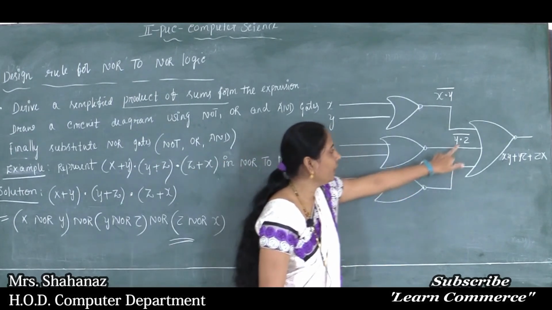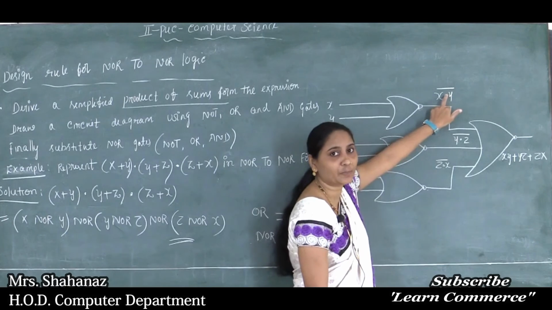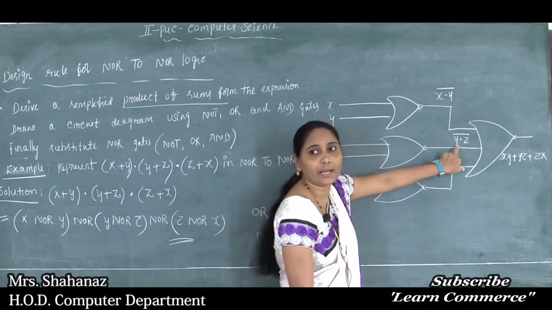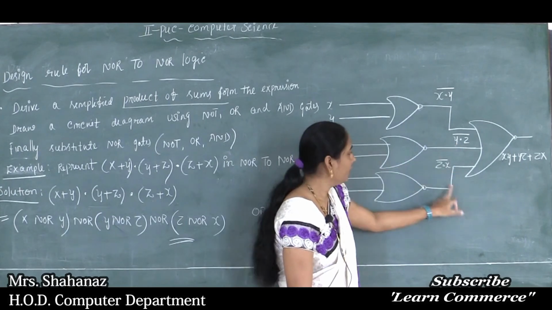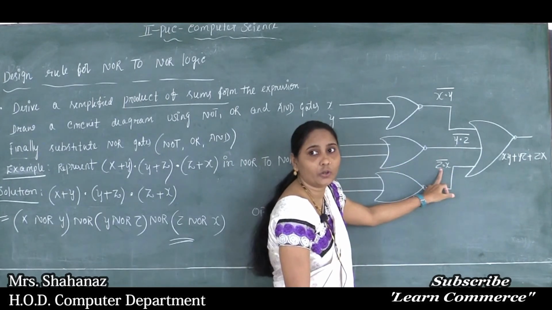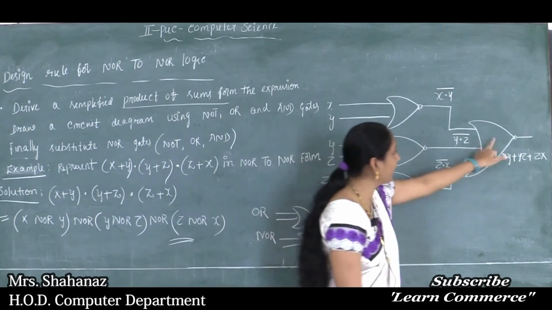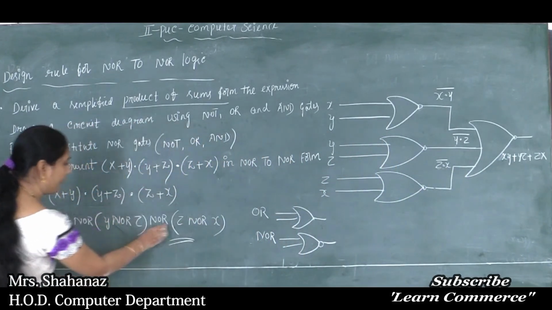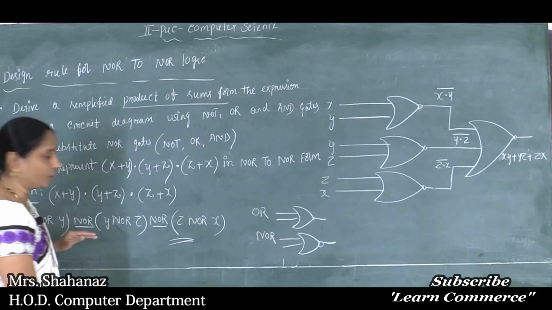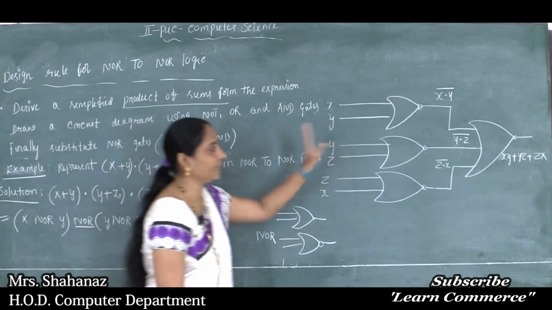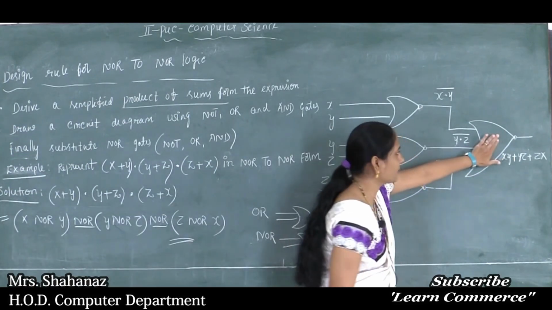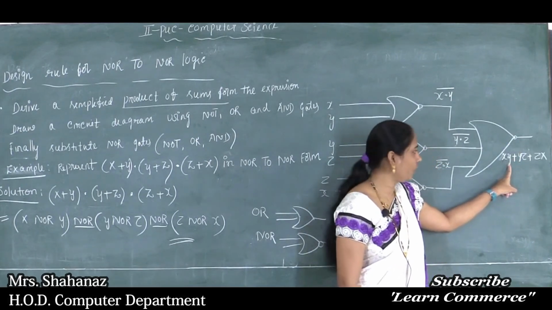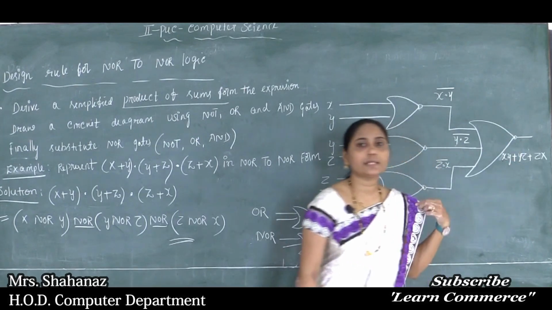So I completed everything depending on the expression: x and y NOT, later y and z NOT, later z and x NOT. Everything is going to connect to one gate. The name of the gate is the NOR gate only. So I just connected them using the last NOR. Finally we can say the output is xy plus yz plus zx.